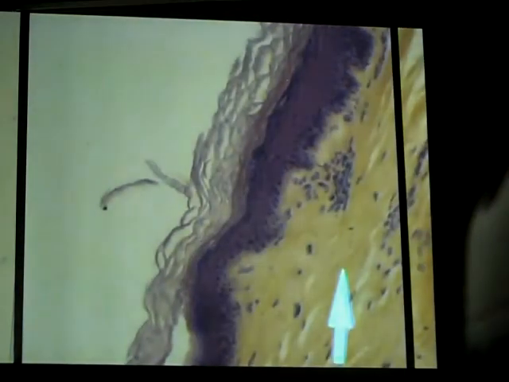Which one? Keratohyalin. Oh, and the melanin granules? Yeah, melanin granule.